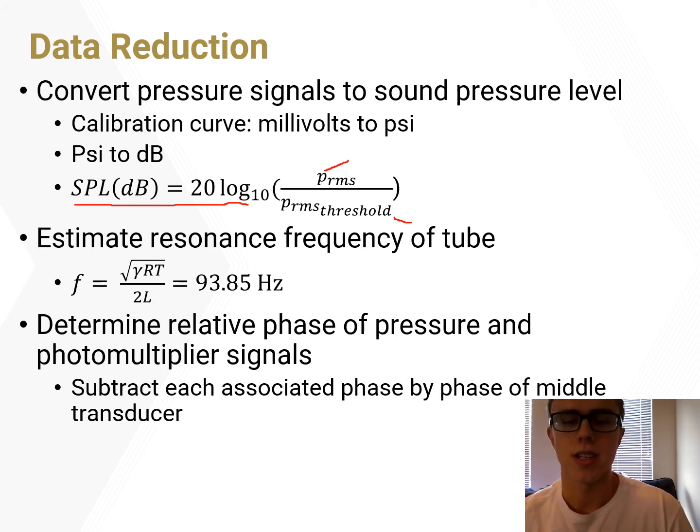Another important measurement was our estimation of the tube's resonance frequency, where we have our frequency as the square root of gamma RT, which is the speed of sound of air at our conditions, over 2 times the length of the tube, and we estimated about 94 Hertz for our resonance frequency. Finally, we converted our associated phase angles to relative phase angles with respect to the middle transducer, and we did that by subtracting the phase at the middle transducer from each associated phase.